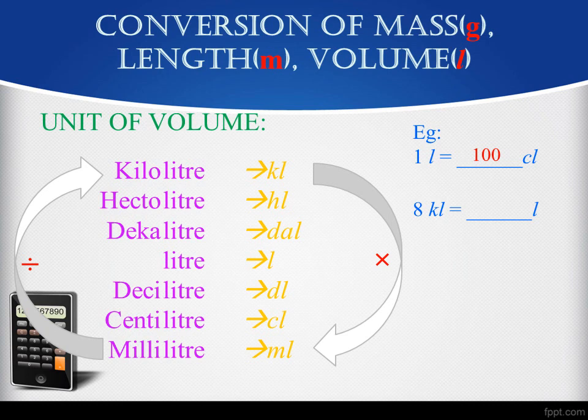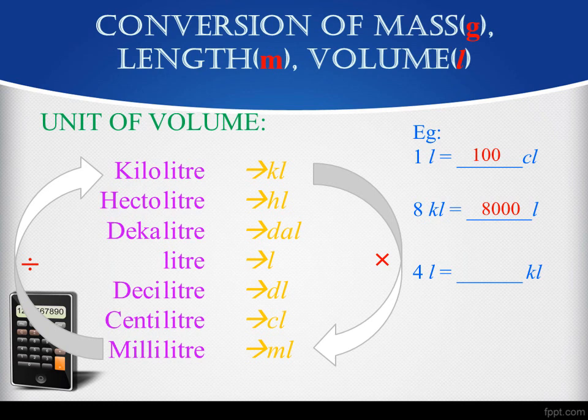And next one, 8 kiloliter equal to dash liter. So kiloliter is the biggest unit and we want to convert it into smaller unit, that is liter. That means we have to multiply by 10 at each interval. How many intervals are there? 3 intervals. So 10 into 10 into 10 will get 1000. We multiply with 8, will get 8000.